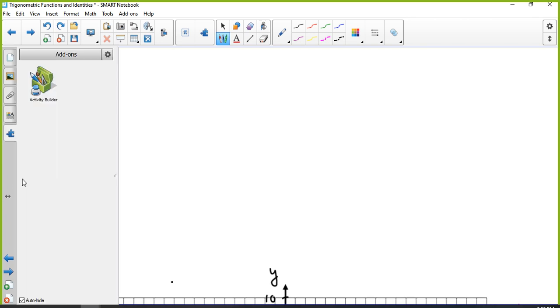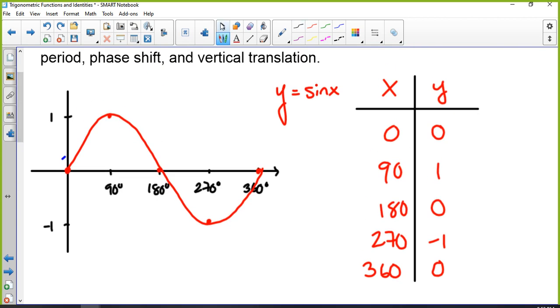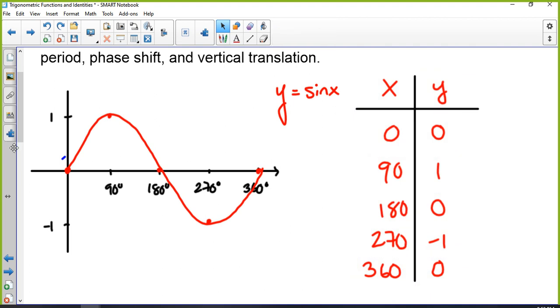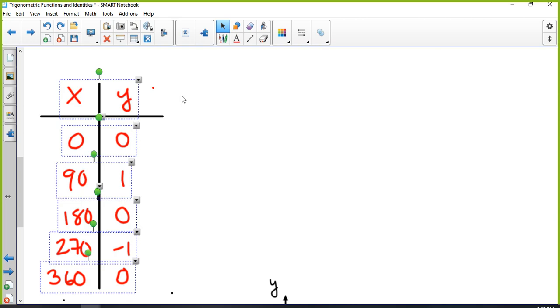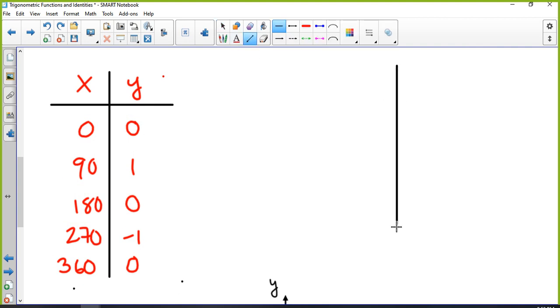All right, what we're going to do now is graph, or transform, the parent function. So here's my parent function, the table of values, the points that I just plotted. So that's y equals sine x. Now I'm going to create another table of values.